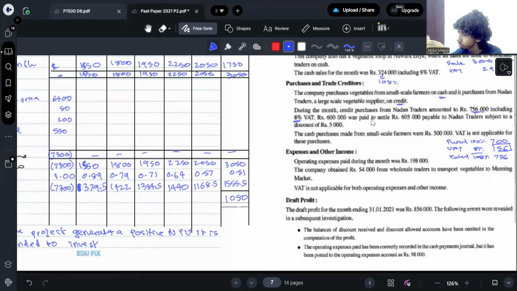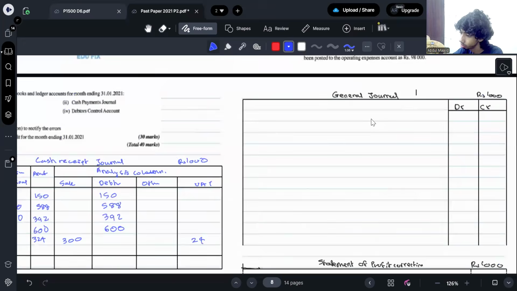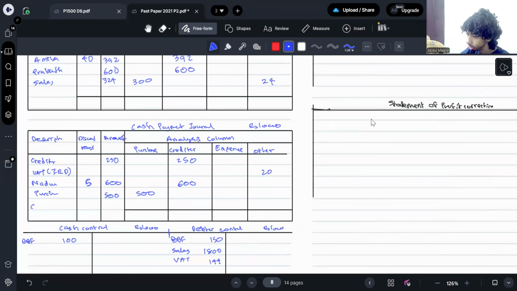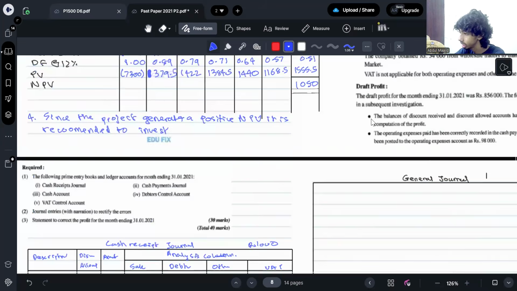Operating expense paid during the month is 198,000. Operating expense 198. It goes to expense column, 198.